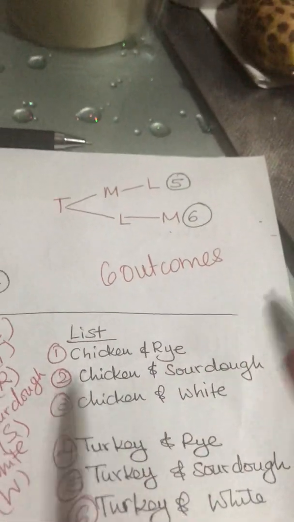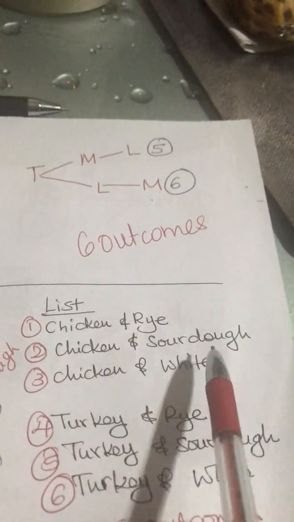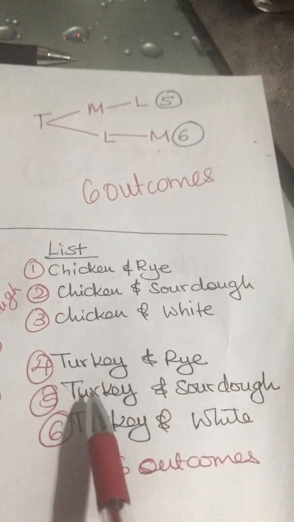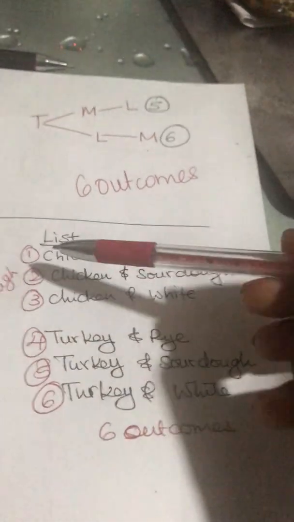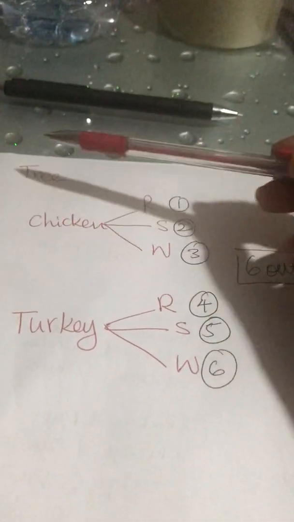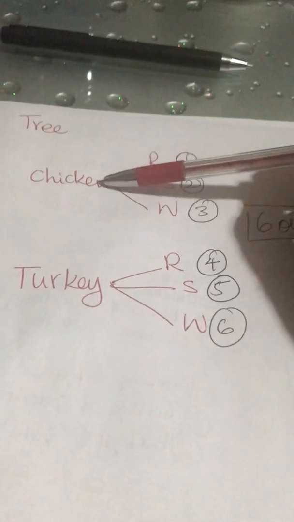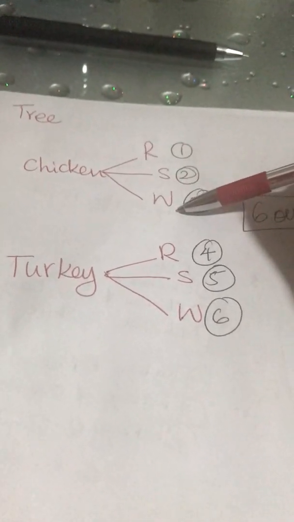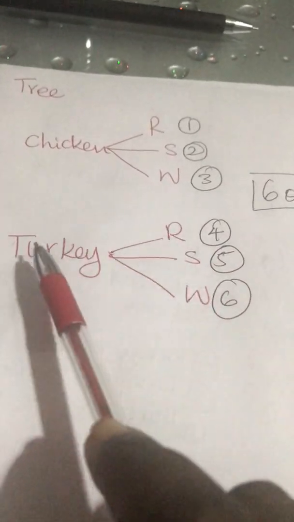Now look at my list. Chicken with rye bread, chicken with sourdough, chicken with white bread, turkey with rye, turkey with sourdough, and turkey with white. Here is my list. I get the same number of outcomes, 6 outcomes. Now, let us look at how the tree diagram will look. Here is the tree diagram. Chicken. Chicken with rye, chicken with sourdough, chicken with white bread. Turkey with rye, turkey with sourdough, turkey with white.